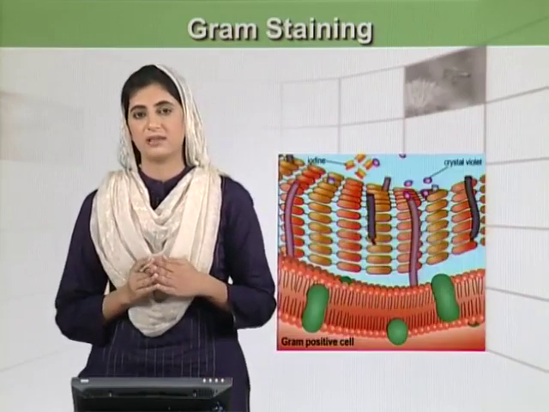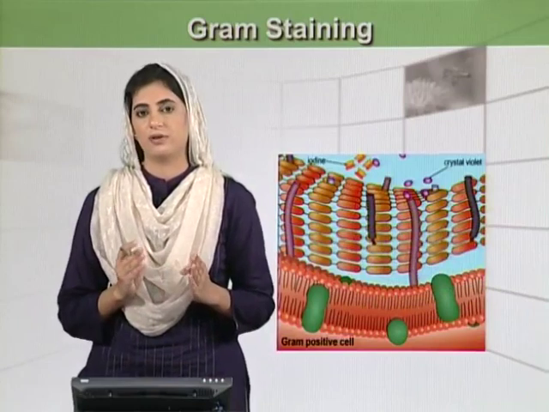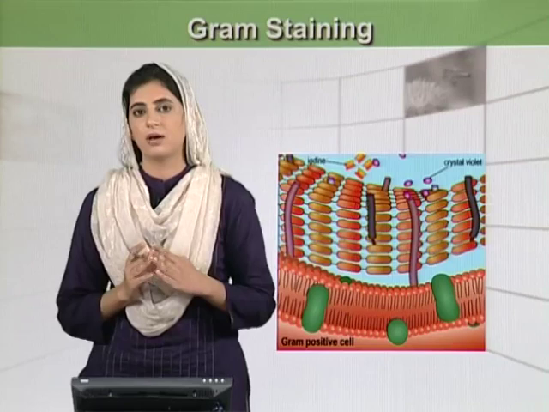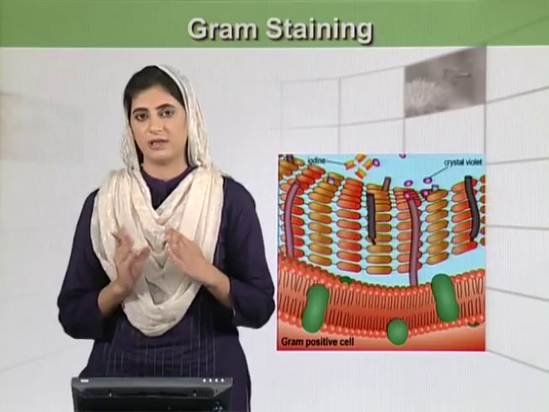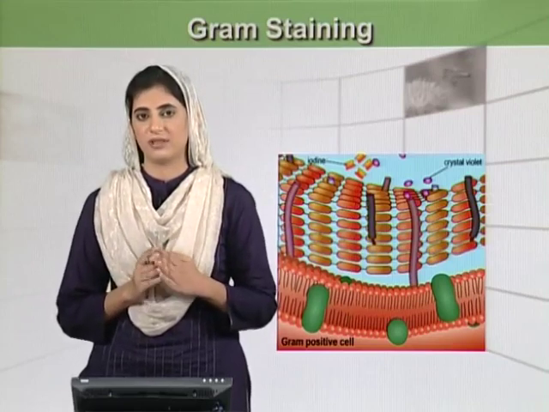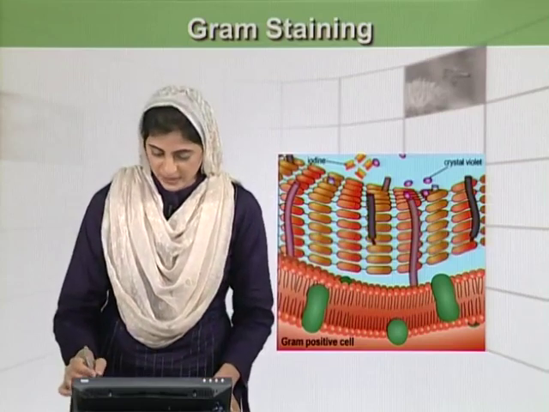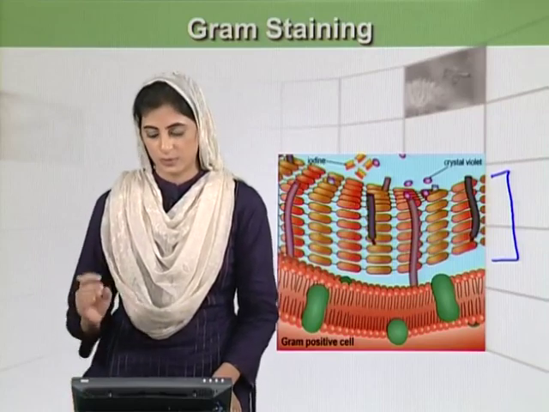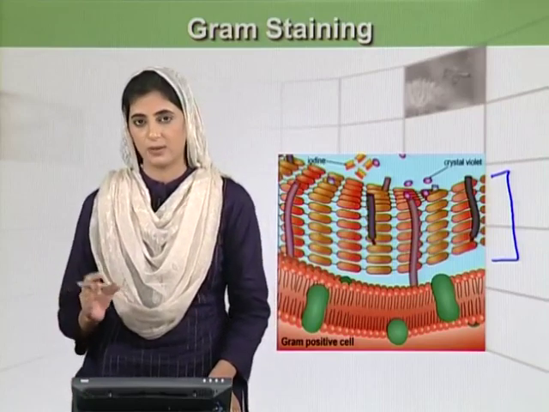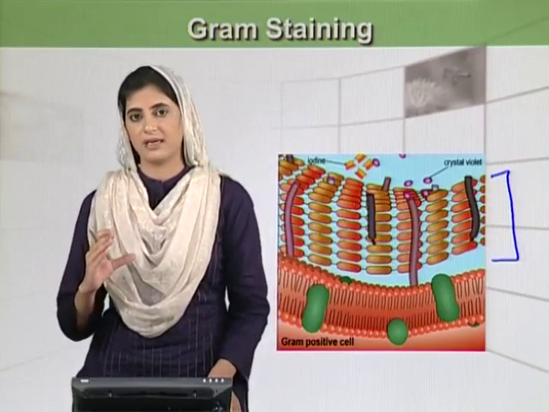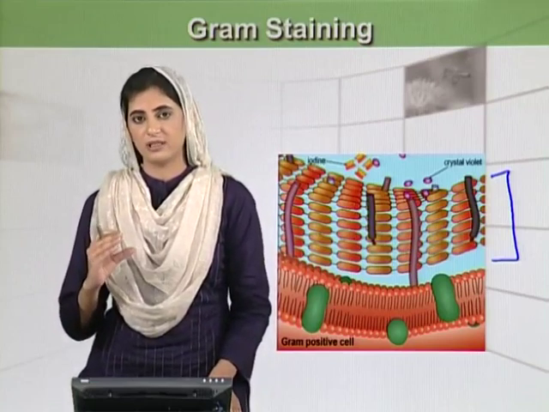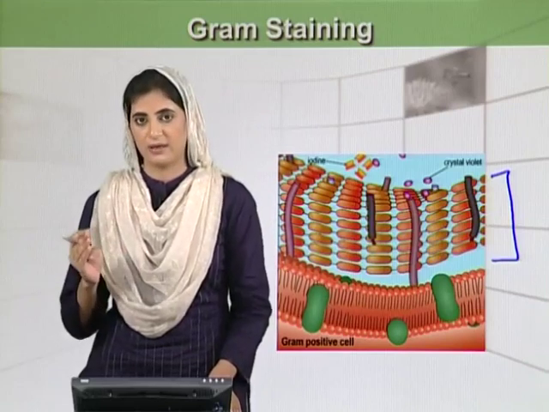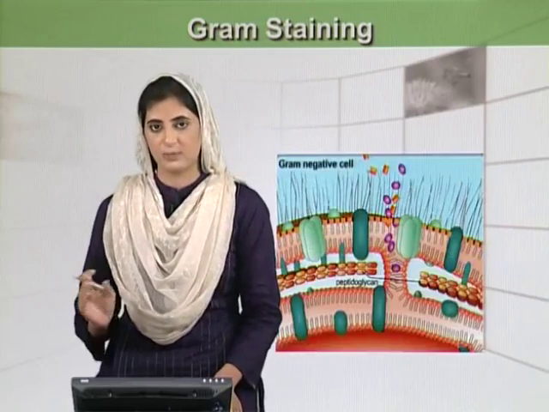Actually, the reasoning behind the purple staining of gram-positive bacteria and the pink staining of gram-negative bacteria is basically the chemistry of their cell walls. Gram-positive bacteria have a thick peptidoglycan layer, which, when we spray alcohol on it, shrinks, and because of this shrinkage it can retain the dye, which is a complex of iodine and crystal violet, and because of this they stay purple.